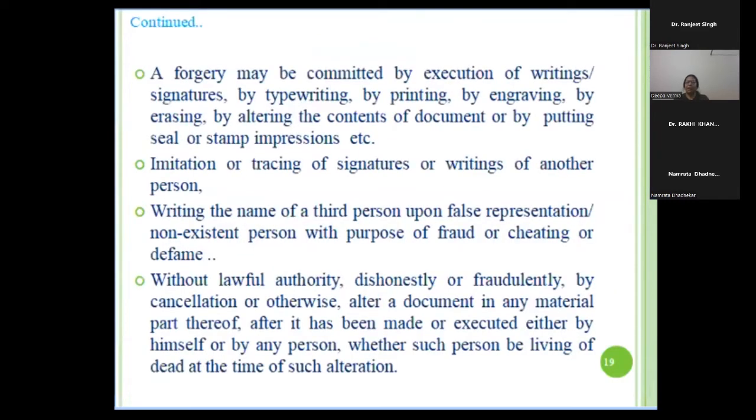So forgery may be committed by execution of writing, signature, by typewriting, printing, engraving, erasing, altering content of a document, by putting a seal impression, etc. Imitation or tracing of the signature or writing of another person. Forgery may be writing the name of a third person upon false representation, a non-existent person with a purpose of fraud and cheating or defamation. It may be without lawful authority, dishonestly or fraudulently, by cancellation or otherwise, to alter a document in a material part thereof after it has been made or executed, either by himself or by any other person, whether such person be living or dead at the time of such alteration.